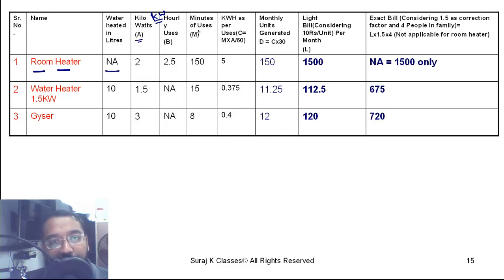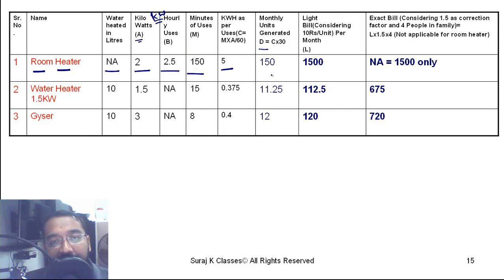This is column B. This is column M. This is column C. I'm naming these columns for easiness of calculating this formula, so you will come to know later on. See, this is the kilowatt. The room heater is having 2 kilowatts, and hourly use is 2.5 hours per day, and minutes of use is 150 minutes, because 1 hour is 60 minutes, so 2.5 hours is 150 minutes. Then kilowatt hours per use is 5 kilowatt hours.